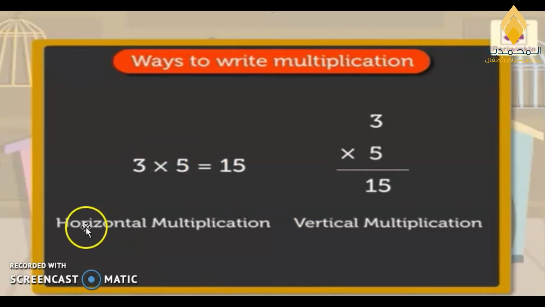So this way is called horizontal multiplication. And 3 times 5 equal 15. This is a vertical multiplication. And again, this is the product, and this is the product. The product is the answer of the multiplication.